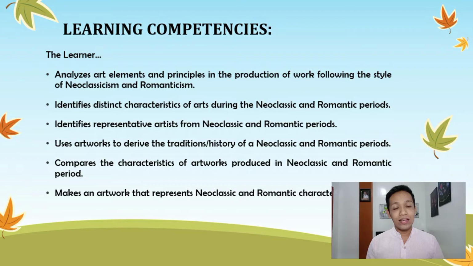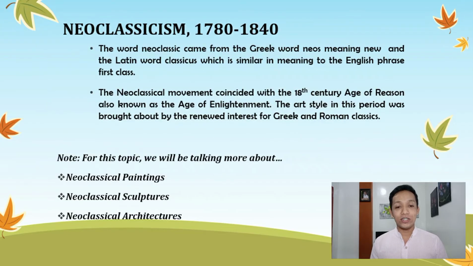So to start with, let's have the definition of neoclassicism. Neoclassicism is from the year 1780 to 1840. The word neoclassic came from the Greek word neos, meaning new, and the Latin word classicus, which is similar in meaning to the English phrase first class.